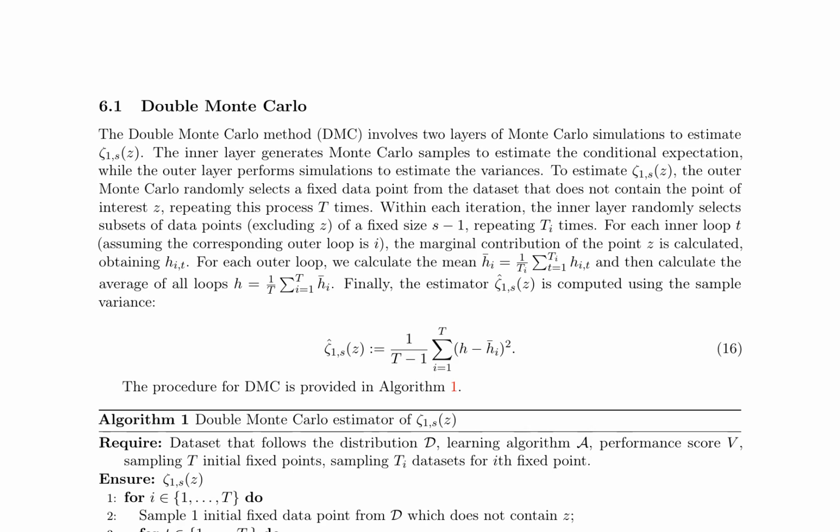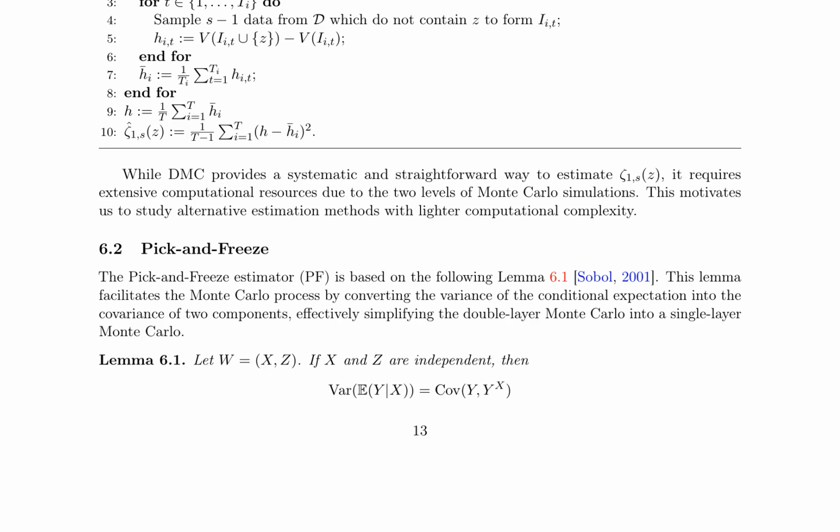The double Monte Carlo method and the pick and freeze estimator are two approaches used to estimate zeta 1, S, Z. The double Monte Carlo involves two layers of Monte Carlo simulations, making it computationally intensive, whereas the pick and freeze estimator simplifies the process by leveraging Lemma 6.1, reducing computational complexity.